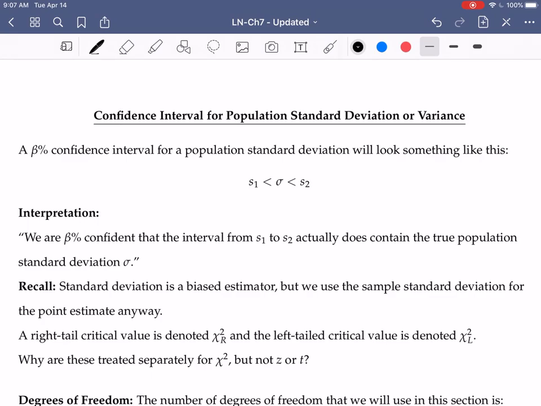A beta % confidence interval for a standard deviation is going to look something like this. So we have S1 is less than sigma is less than S2. We should imagine S1 and S2 as actual numbers. So we have some number is less than our population standard deviation is less than some other number. Again, we interpret these in the same way we have interpreted confidence intervals in the past.